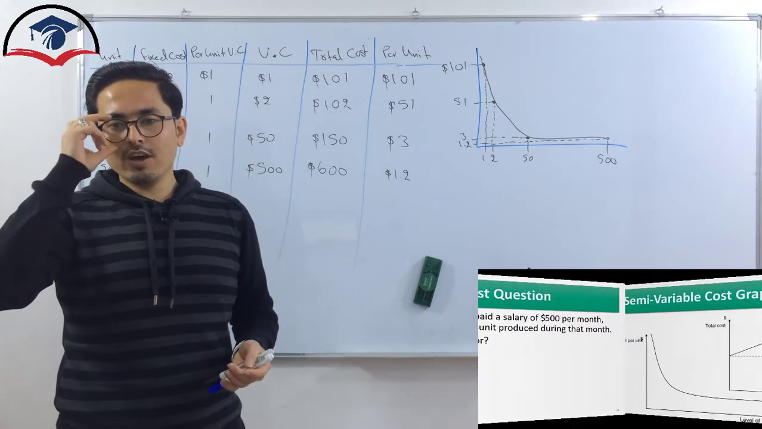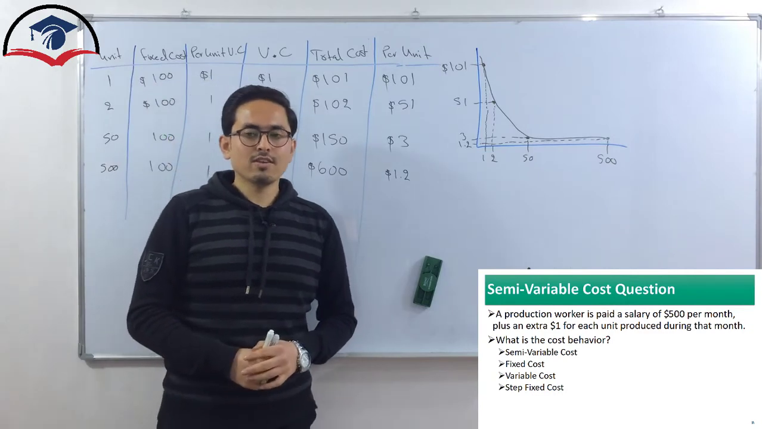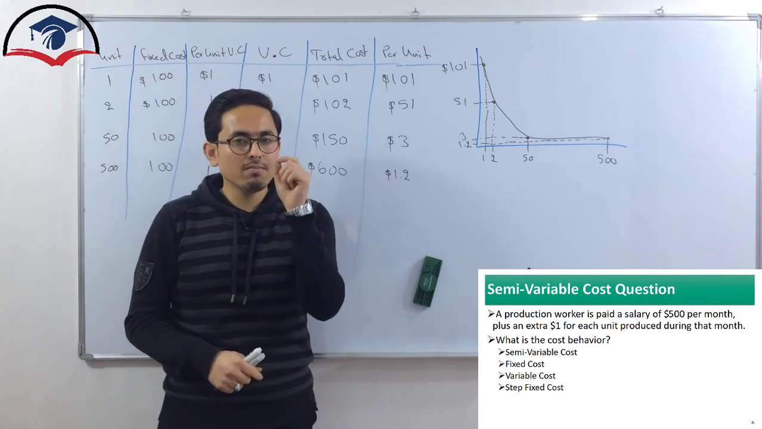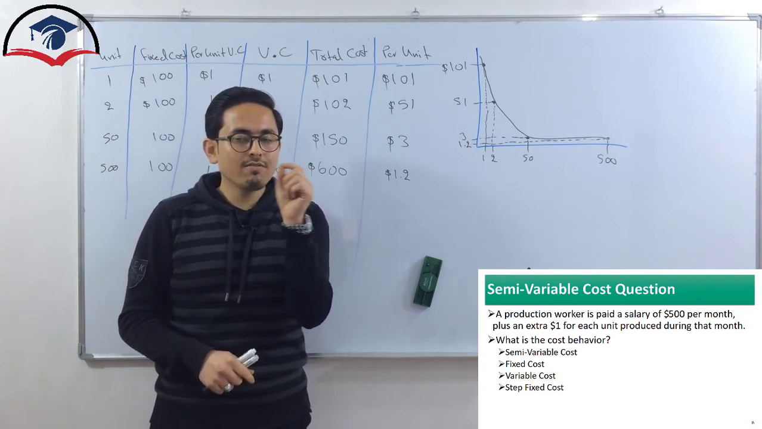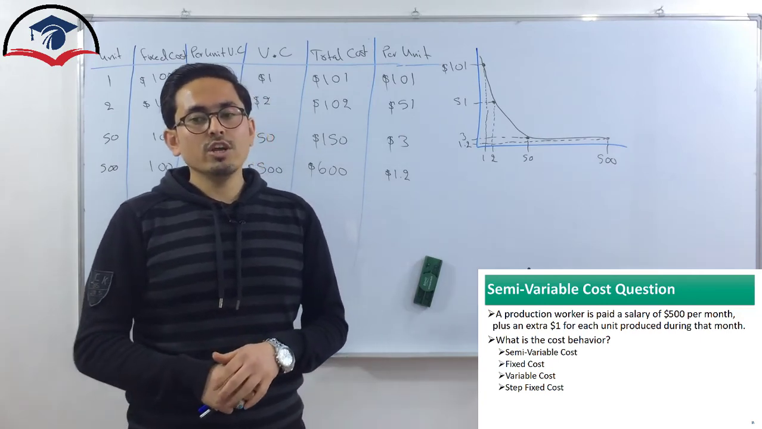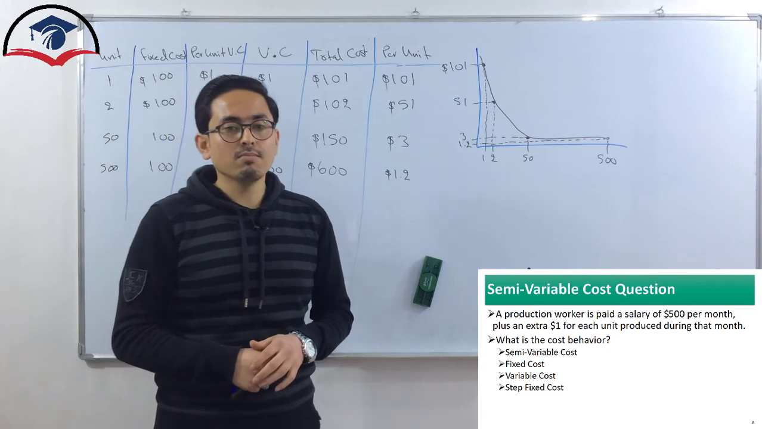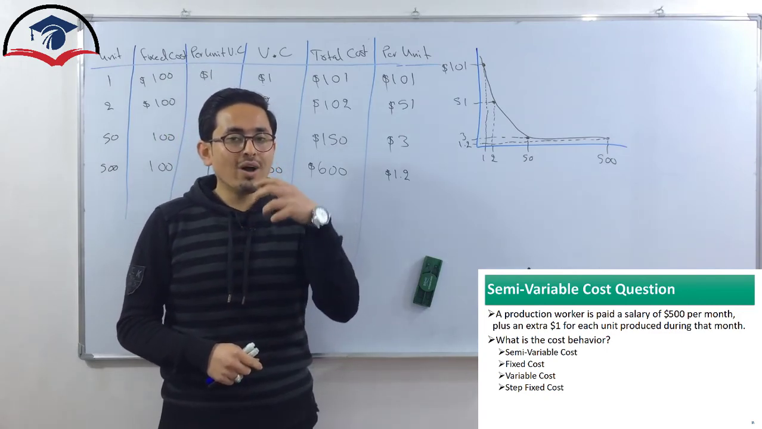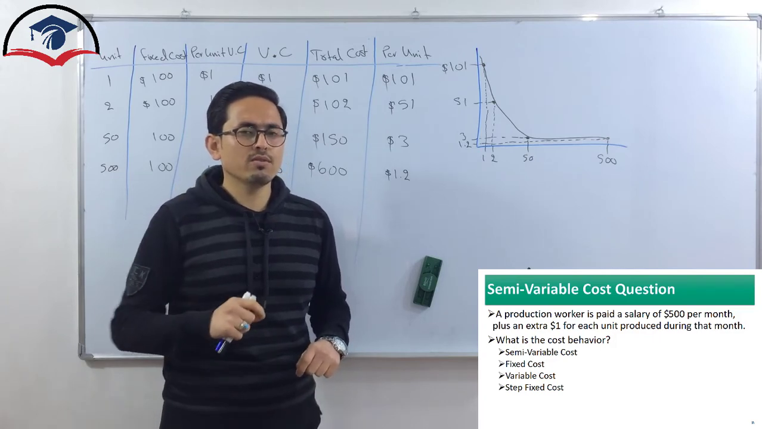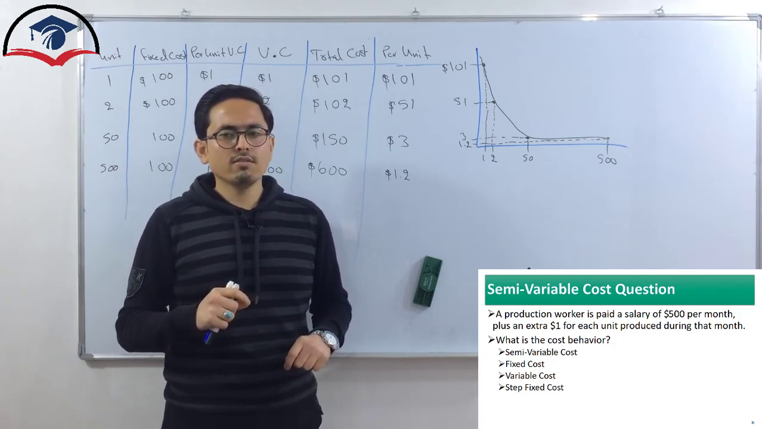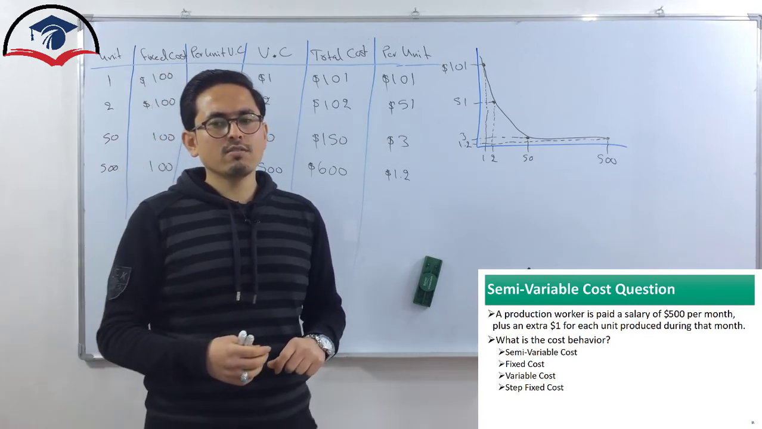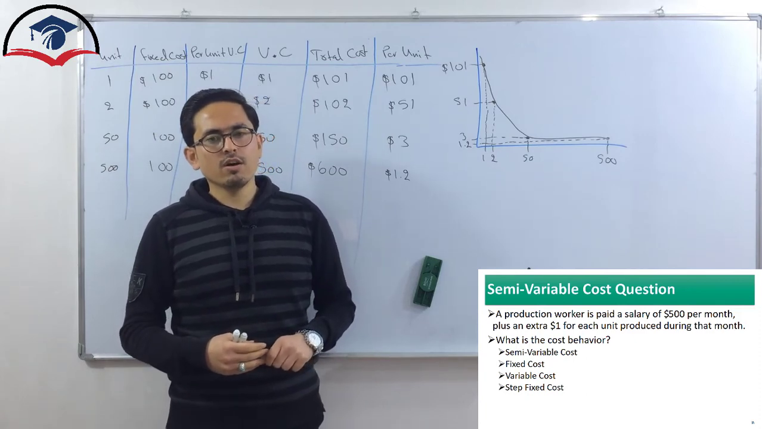As always, we have a practice question. The question said a production worker is paid a salary of $500 per month, so a fixed salary of $500 per month plus an extra $1 for each unit produced during that month. So there is $1 extra payment for each unit he produced. What type of cost is this one? What is the cost behavior? We have semi-variable cost, fixed cost, variable cost, and step fixed cost.